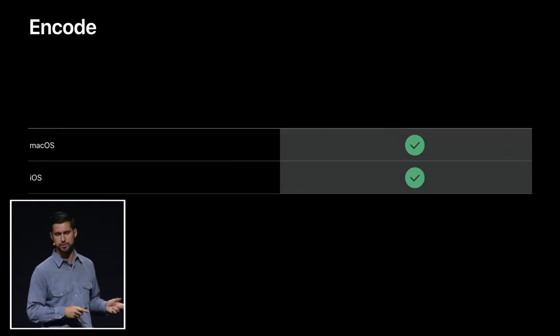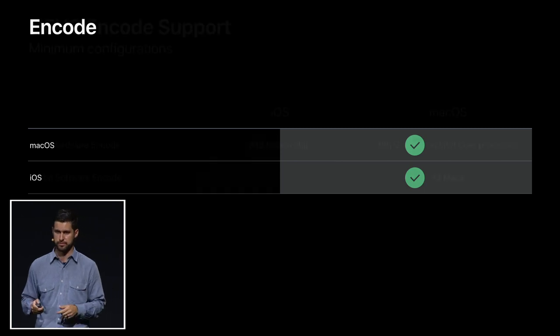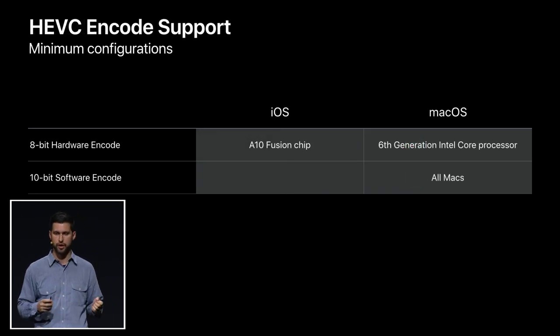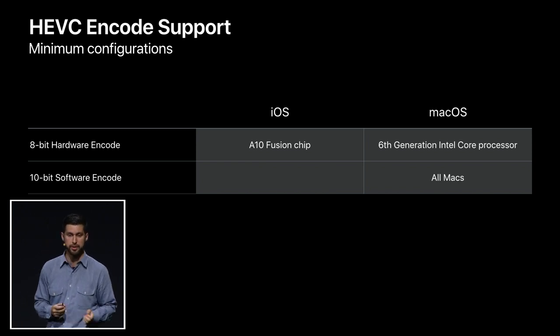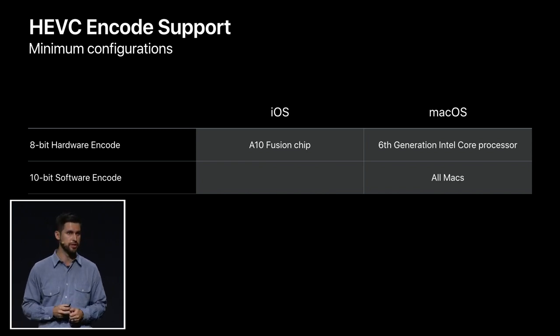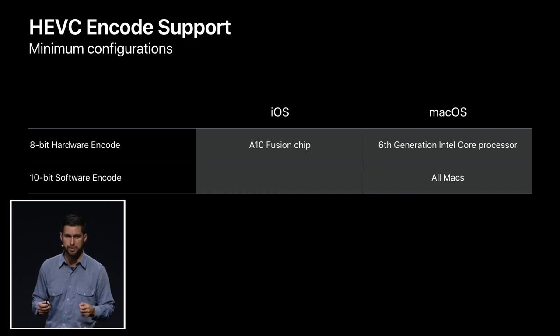And now let's go over where we support HEVC hardware encode. So we have an 8-bit hardware encoder on our A10 Fusion chip. That's iPhone 7. And we support 8-bit hardware encode on macOS on our 6th generation Intel Core processors. That's the Skylake family, and that's the MacBook Pro with Touch Bar. And on macOS, we have a special 10-bit non-real-time, high-quality software encoder that you can use, and we'll talk about that in a little bit.